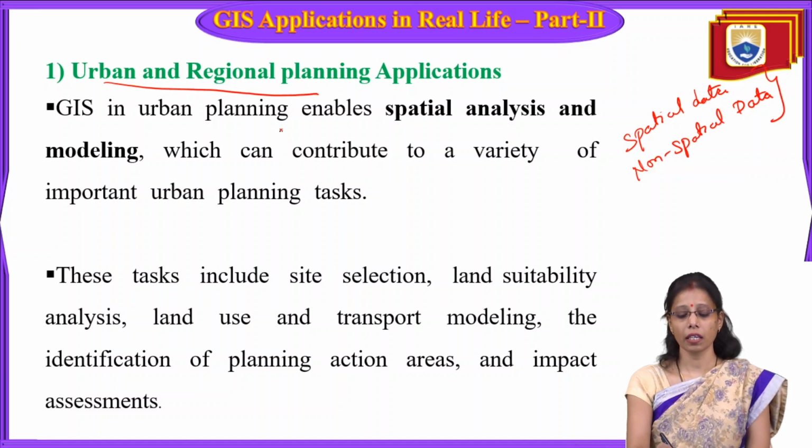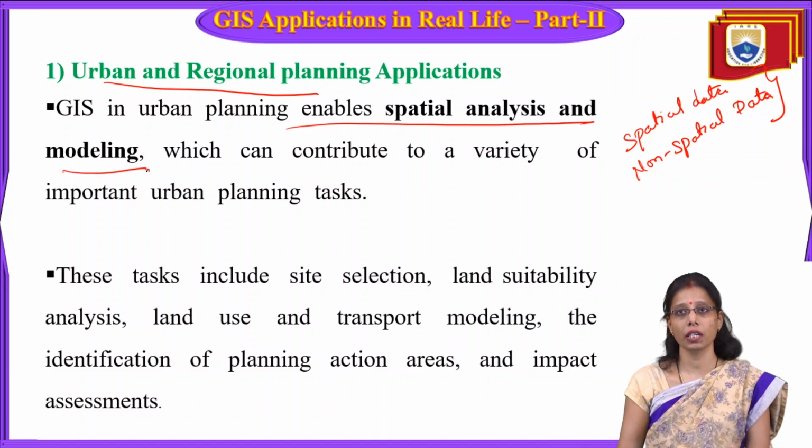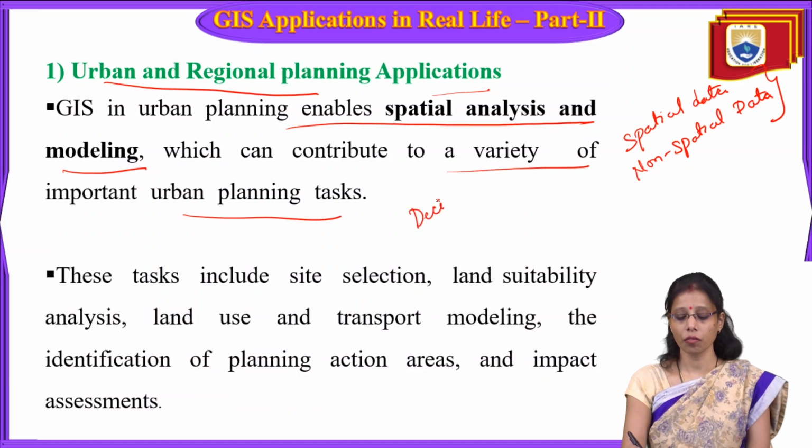So GIS in urban planning enables spatial analysis and modeling. What is spatial analysis? We use spatial data like topo sheet data, satellite data, and aerial photographs. Along with that, we use non-spatial information about the spatial data, like what type of area is present there, how much area, which area is suitable for transportation, and which area is suitable for construction purposes. We plan all that based on urban and regional planning applications in GIS, which can contribute to a variety of important urban planning tasks. For the decision makers, it will be easier to understand this type of planning of a city.